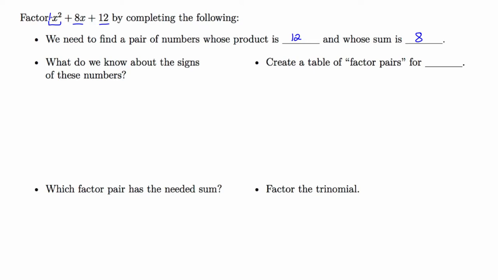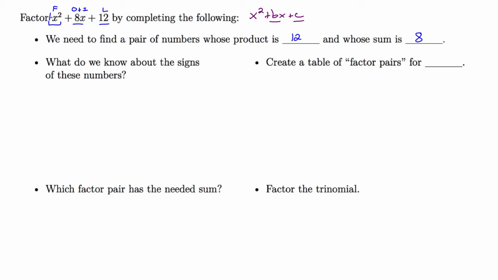Because we know from the FOIL process, the first term of x squared came from the F. The 8 came from the O plus the I, and the 12 came from the L in the FOIL. As a more general way to state the questions, people will refer to this type of trinomial as an x squared plus bx plus c trinomial. And then they will ask the question, what multiplies to make c and adds to make b? That's the same thing we're asking here when we say what multiplies to make 12 and adds to make 8.